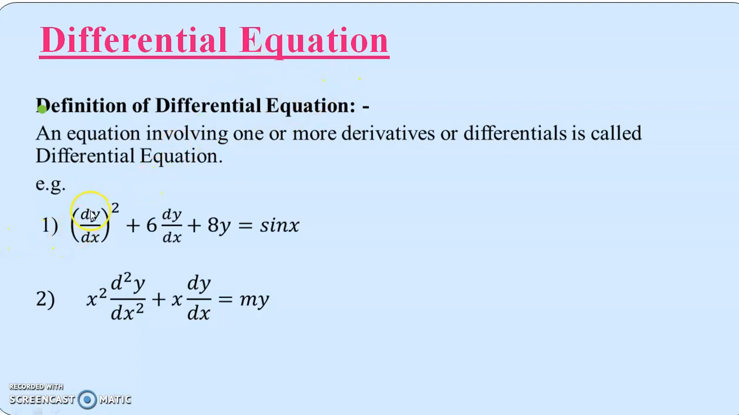For example, (dy by dx) whole square plus 6 dy by dx plus 8y is equal to sin x. So in this equation there is a derivative dy by dx, so it is a differential equation. Second example, x square into d2y by dx square plus x dy by dx is equal to m into y. In the second equation also there are two derivatives, d2y by dx square, that is the second order derivative, and dy by dx, that is the first order derivative. So it is a differential equation.